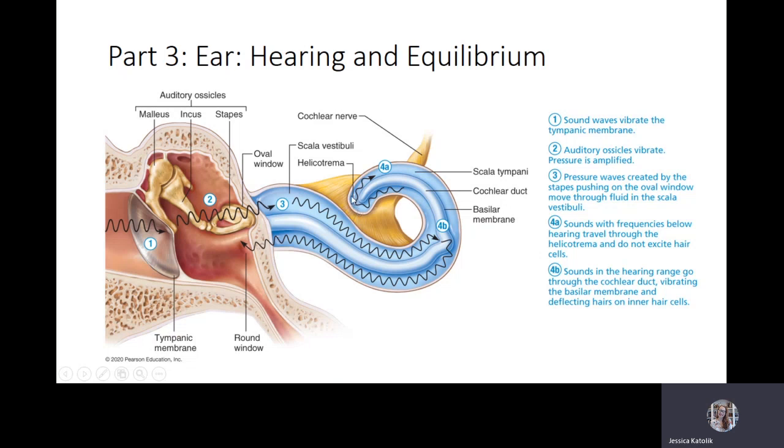The scala vestibuli will loop around at a place called the helicotrema. Oh, I'm getting tongue-tied with that. And eventually become the scala tympani. The pressure waves can travel through the scala tympani and travel back to the round window, and the round window will move back and forth to alleviate the pressure waves.